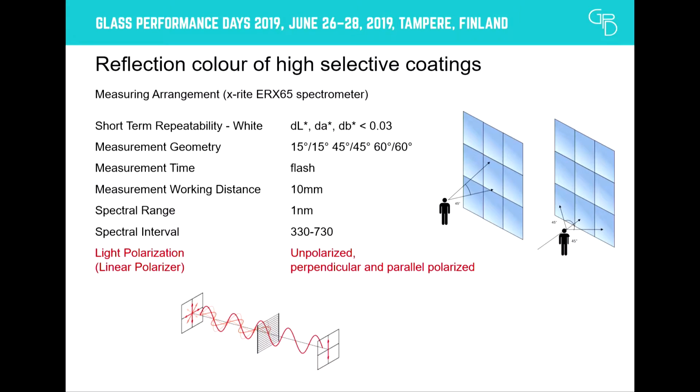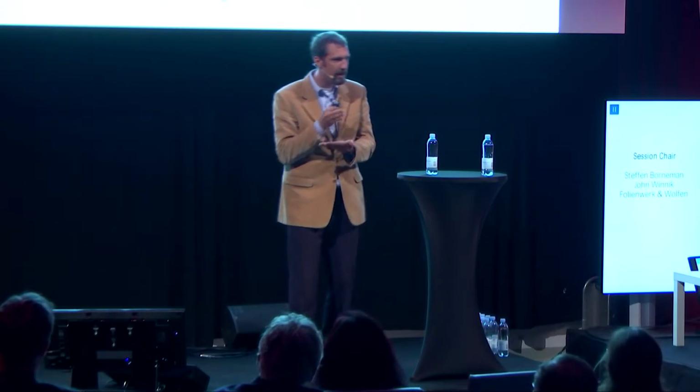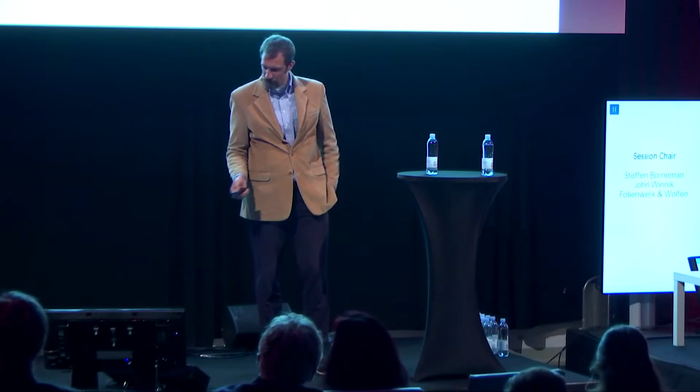And we did it with polarized light, linear polarized, and unpolarized, and then the polarization was once perpendicular to the glass surface and once parallel to the glass surface. Okay? During the presentation, you might see that perpendicular is also described as vertical, just for you to know.